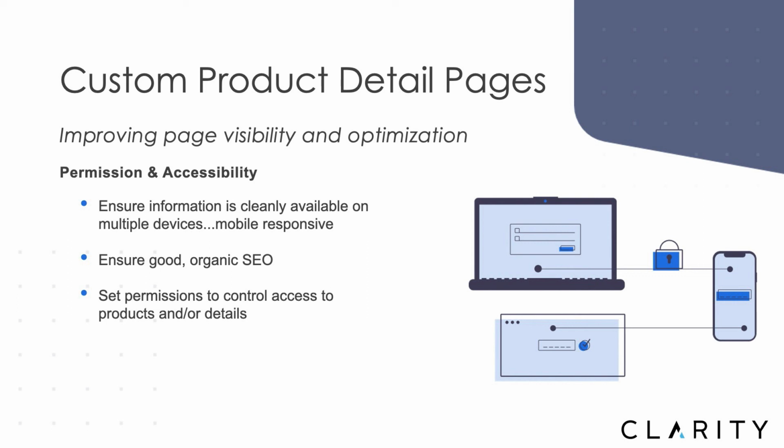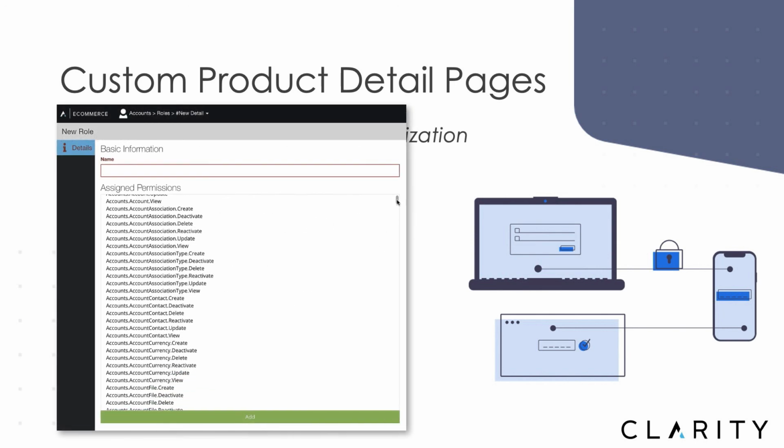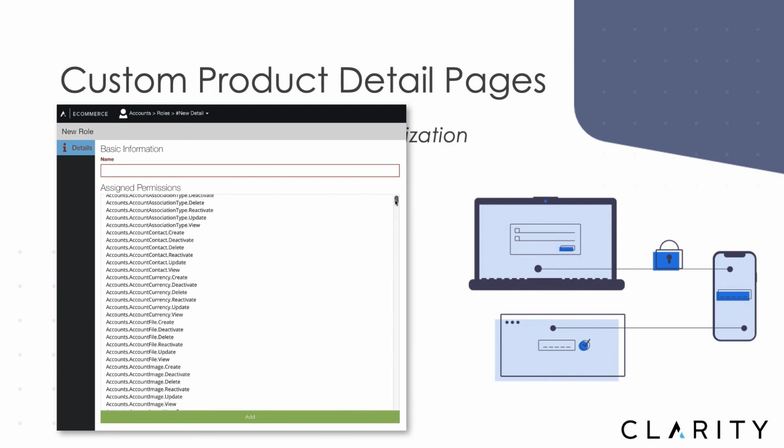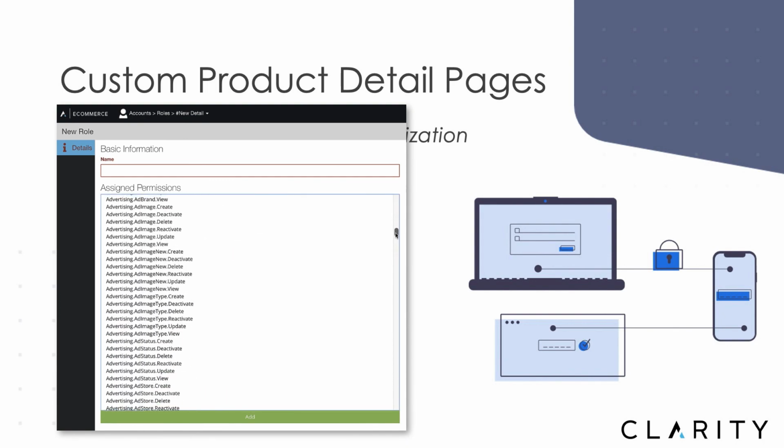And then the roles, within our platform, we literally have thousands of potential permissions that are very, very granular, down to specific pieces of the workflows. Like, can I view something? Can I add the item to my cart? Can I purchase it? Those are all controlled by different permissions.